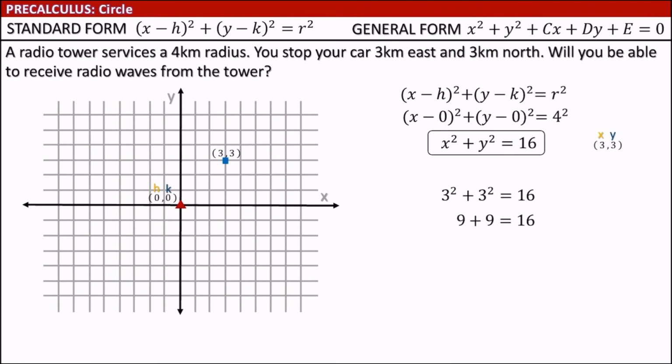Simplifying this further, we have 9 plus 9 is equal to 16. Further, we have 18 is equal to 16. Obviously, 18 is not equal to 16, but 18 is greater than 16. Dahil ang na-solve natin ay greater than 16, our point is outside the circle. Ibig sabihin, ang car natin ay hindi na makaka-receive ng radio waves from the tower.